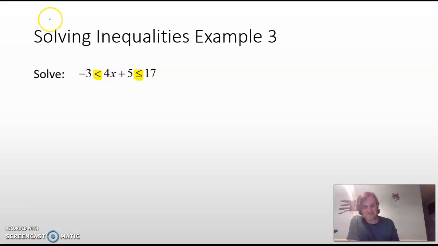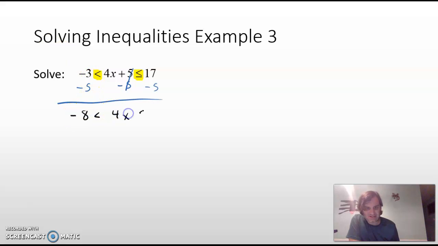First of all, there's no fractions, there's no parentheses, so we need to start getting the x by itself. Well, the x is in the middle, and if I was to subtract 4x, I'd have a negative 4x on each side, and that would be good. So all my x's are together. So let's get the non-x's away from the x. So I'm going to subtract 5 from the center, but I want to maintain the order, so I'm going to decrease every part by 5. Okay. So when I do that, I get negative 8 less than 4x less than or equal to 12.